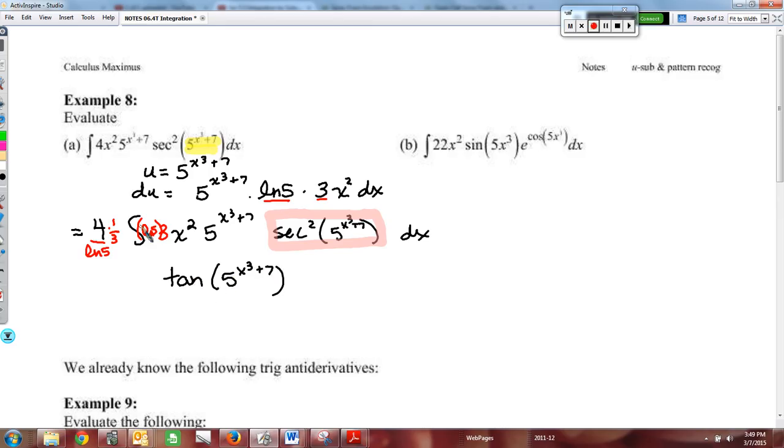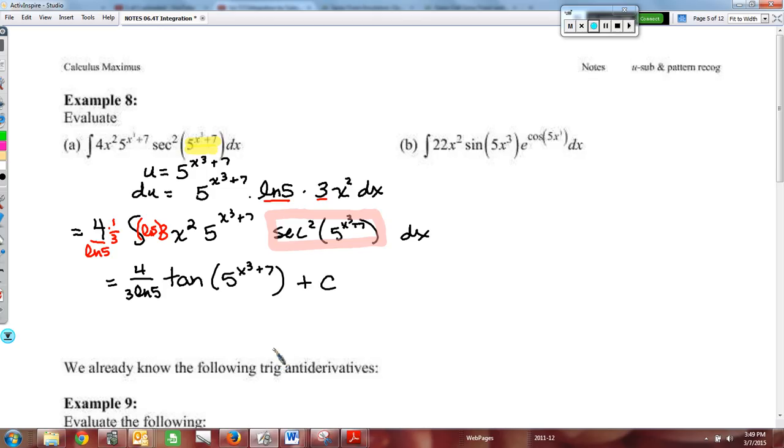And remember, I'm ignoring all of this stuff here because that gets packed back into the box. And I bring along my constants, my writer and my corrections. So I end up with 4/3 natural log of 5, tangent 5x cubed plus 7, and then I add my plus c on over here. So my choice of the inside function worked out.